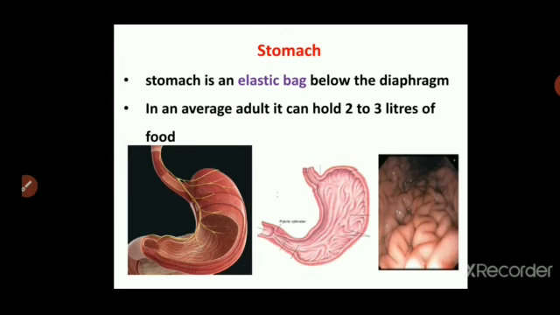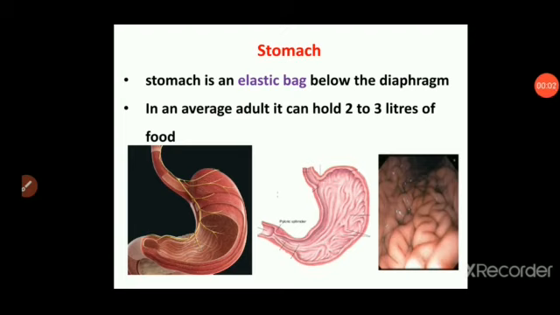This bag-like structure is present in the anterior part of the abdominal cavity. Where is it located? Anterior part of the abdominal cavity, slightly towards the left. So the stomach is present in the left part of the body. In this lesson, or in any part where you are studying animal physiology, you need to know the locations of the organs. So the stomach is located in the anterior part of the abdomen, slightly towards the left.